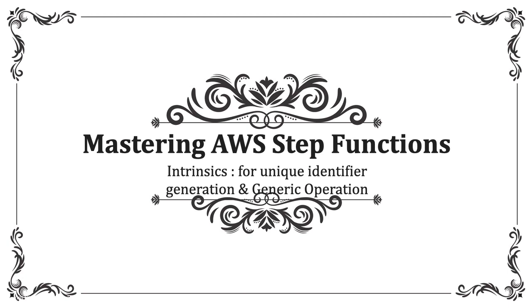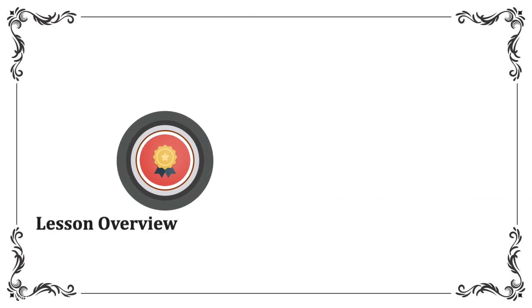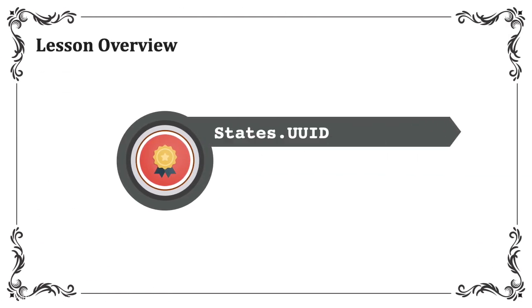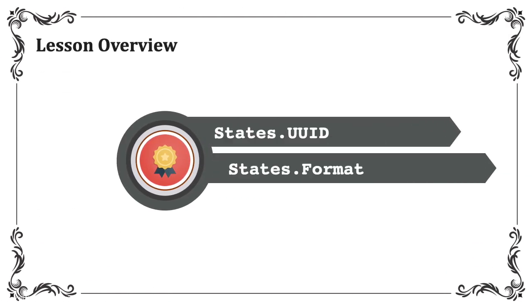This lesson is on intrinsics for unique identifier generation and generic operation. Amazon States Language offers an intrinsic function for unique identifier generation and another intrinsic function for generic operations. These two topics will be covered in this lesson.